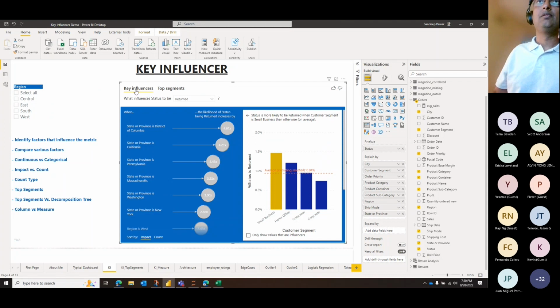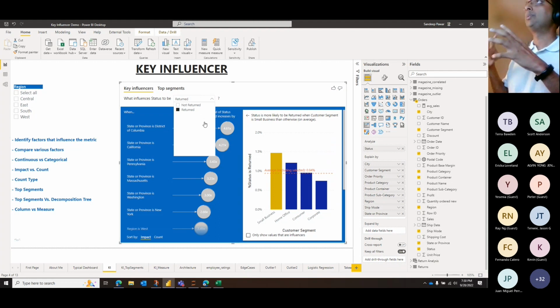Key influencers, then at the bottom, it says, what influences status to be? And you'll see two options, return versus non-return. These are the options that we saw under status. If it was something else, maybe it had three different options here, return, not returned, and maybe none. Who knows? Then you will see three different options here.